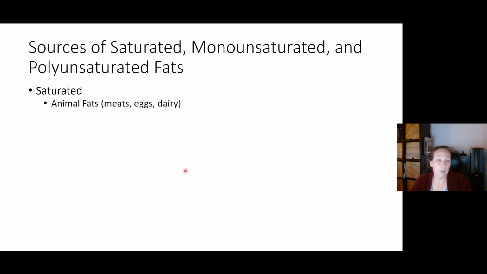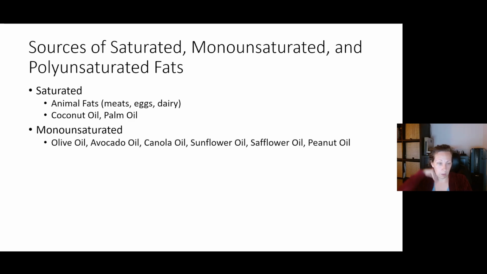So saturated fats, where we get them. Animal fats are the biggest source of saturated fats, but we also get them from some plant sources such as coconut oil and palm oil. Monounsaturated fats, sources for those include olive oil, avocado oil, canola oil, sunflower, safflower, peanut, lots of different plant sources. Also nuts.